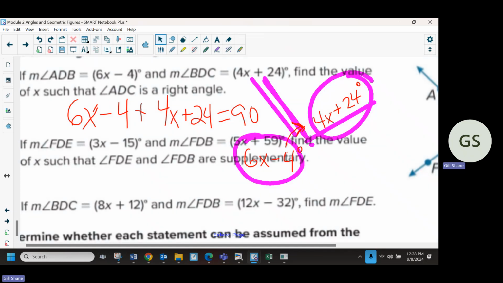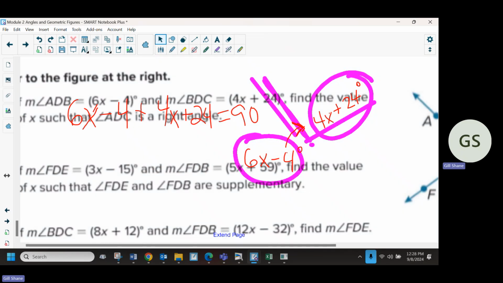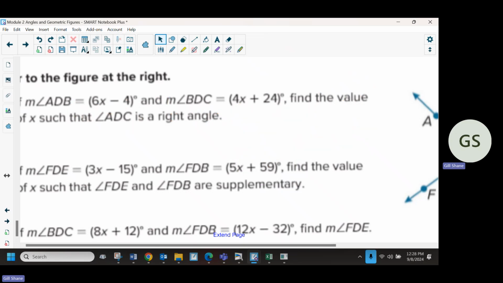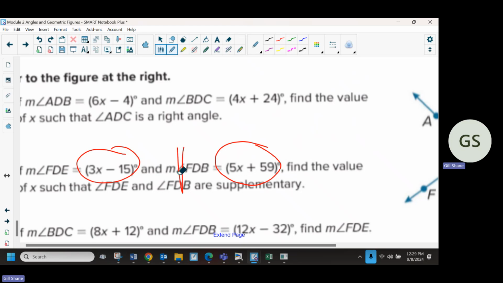So again, if they tell you to find the value so that two angles are supplementary, you're just going to add them together. That angle plus that angle. And regardless of the image or whatever, it doesn't even really matter. It's telling you they need to be supplementary, so they need to add. So those two angles added together would have to equal 180. That would be your equation.